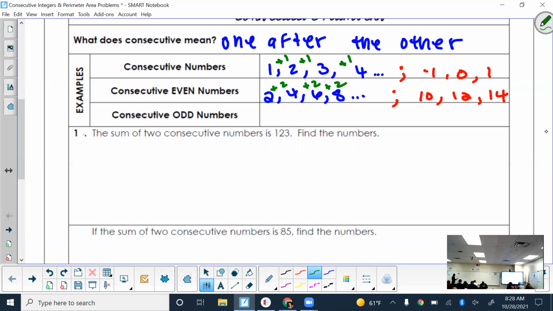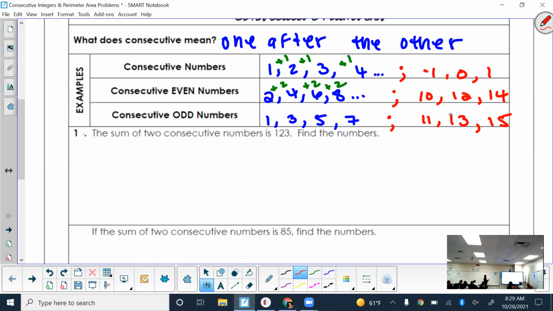What about consecutive odd numbers? What's an example? 1, 3, 5, 7. Good. And what's an example that isn't that? So if it's 11, 13, 15, and so on.